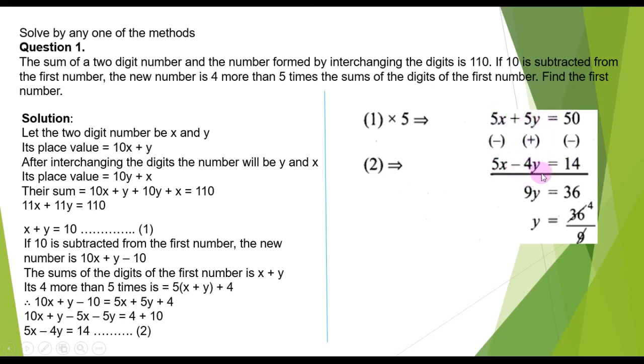So 5y plus 4y, that is 9y. Here plus 14. When we change its sign, this will be minus 14. So 50 minus 14, that is 36. So y equal to 36 by 9. When you simplify, we get y equal to 4.